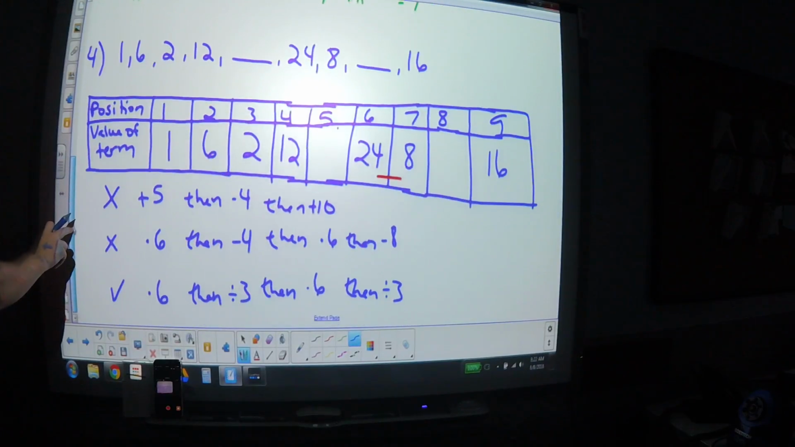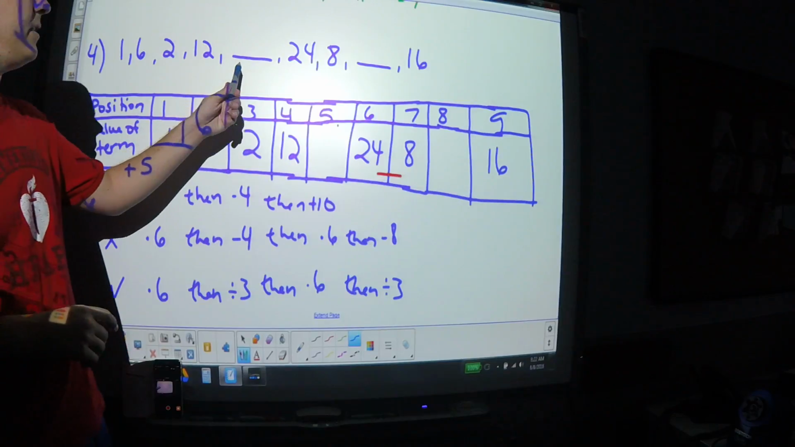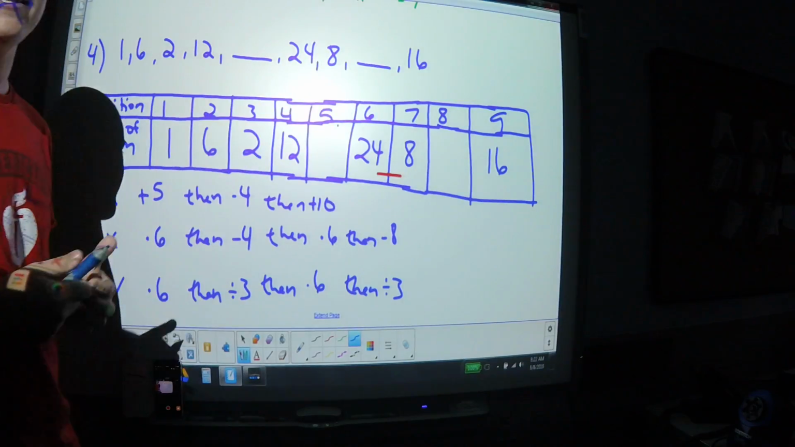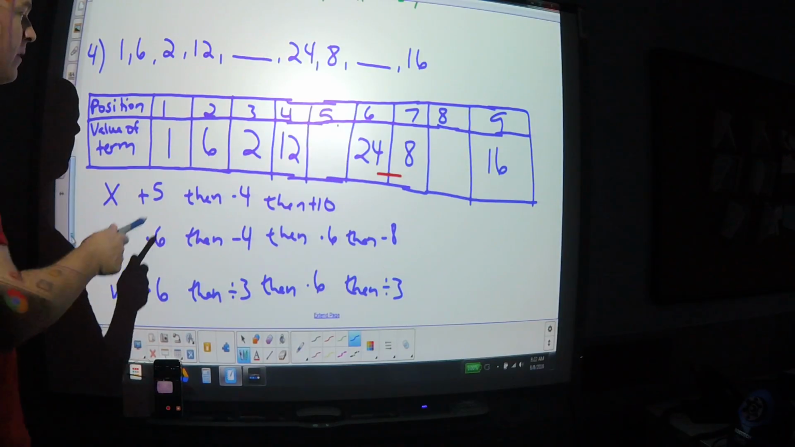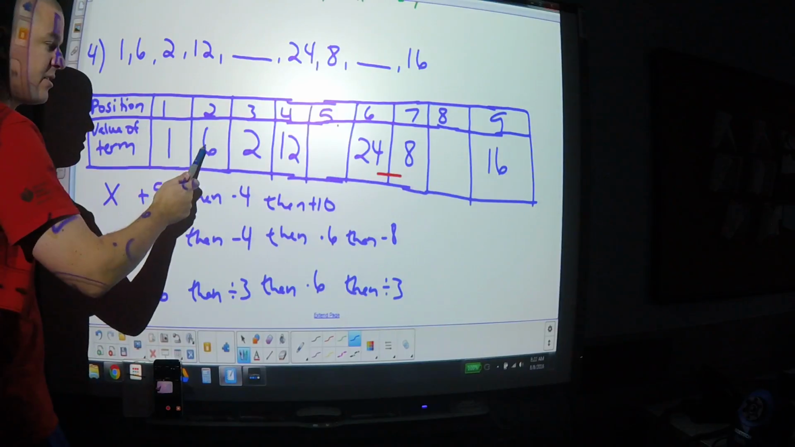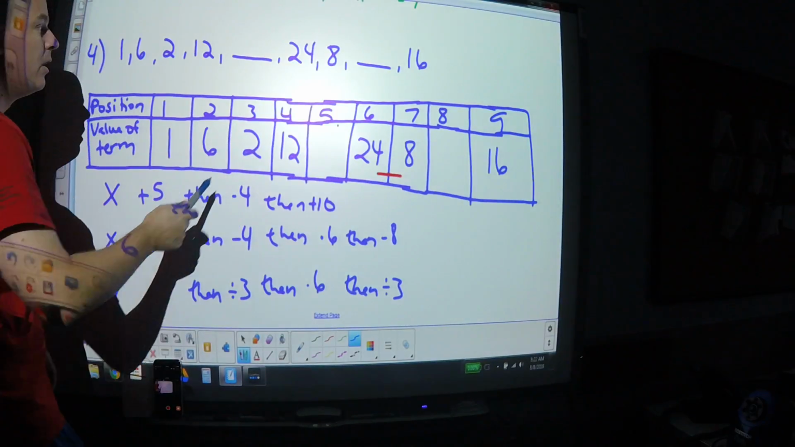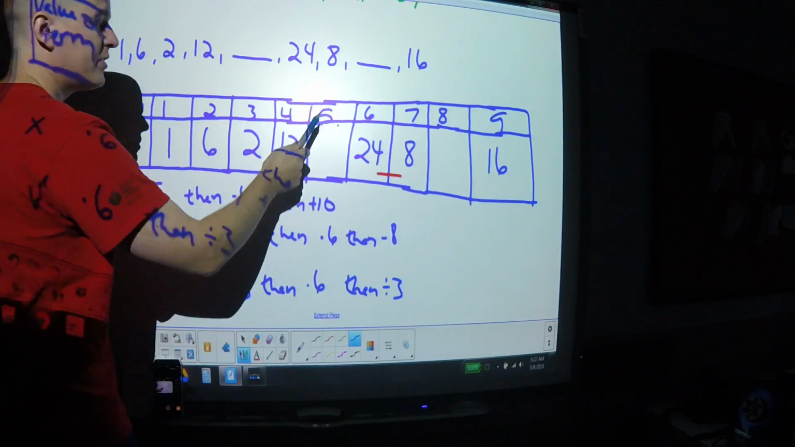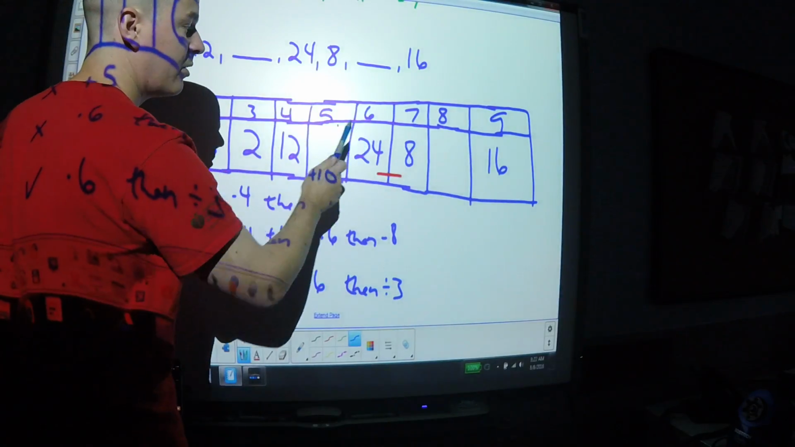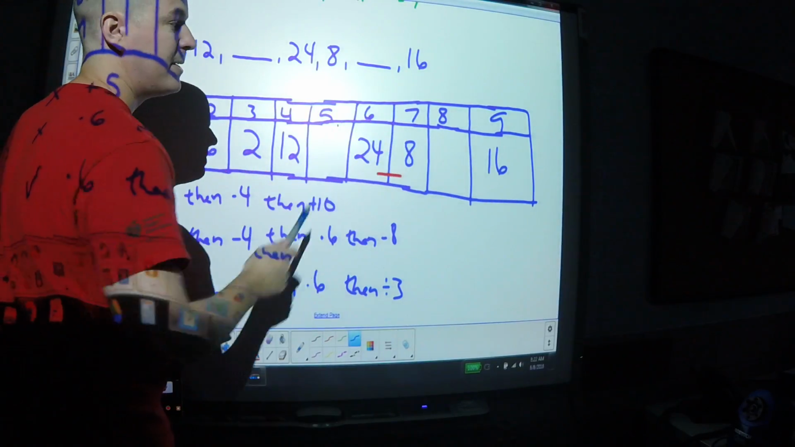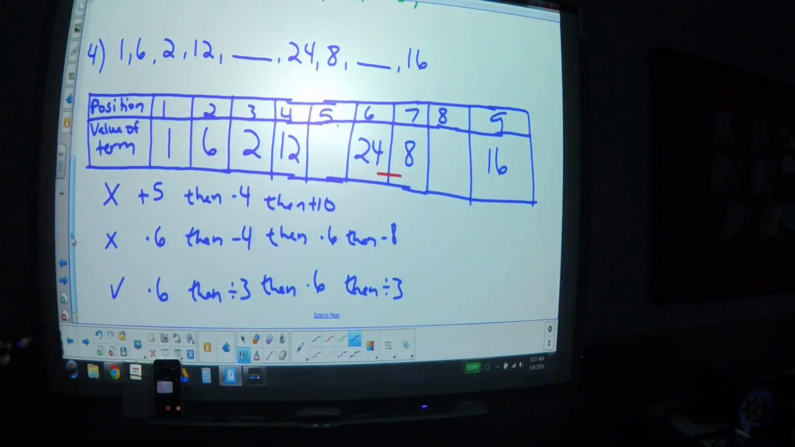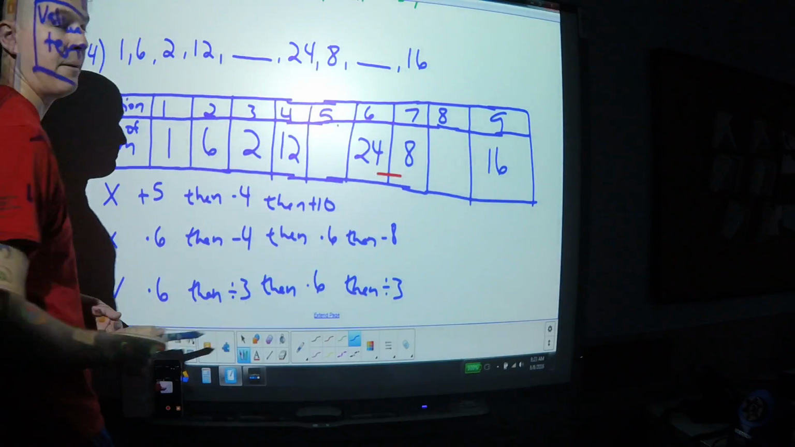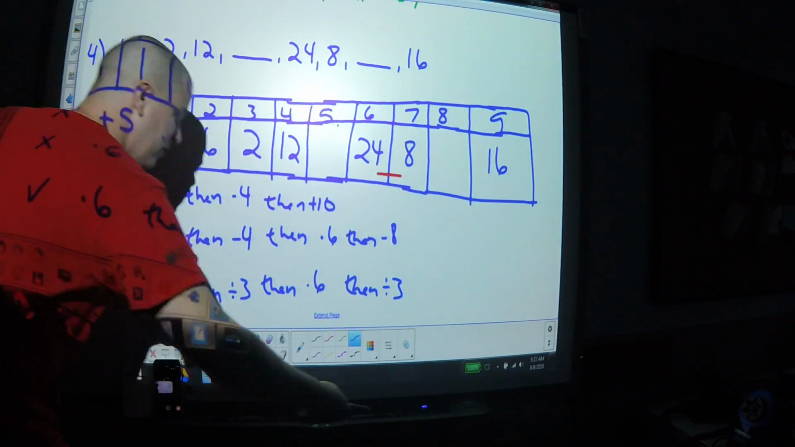On number 4, notice that the missing terms are in the middle of my sequence. That's okay. I still do it the same way. So if I put them into a table, the first term is 1, the second term is 6, third is 2, the fourth term is 12, the fifth term I don't know, the sixth term is 24, the seventh term is 8, eighth term I don't know, ninth term is 16. All that we did was take this and put it into a table.